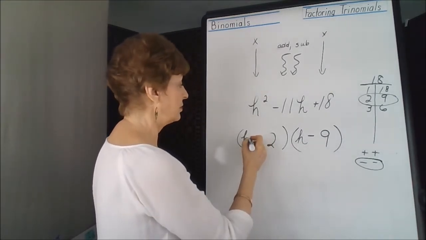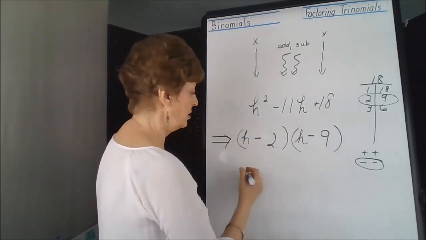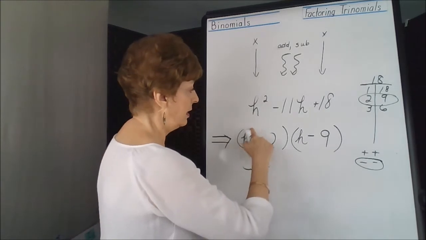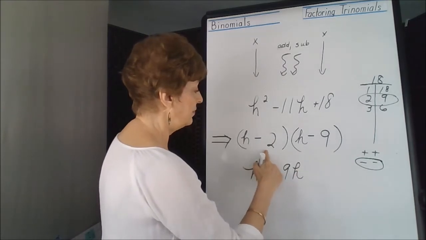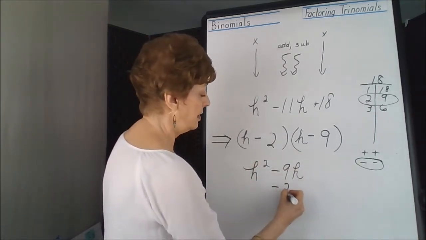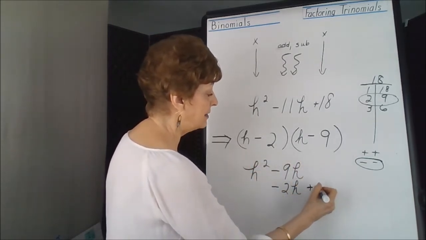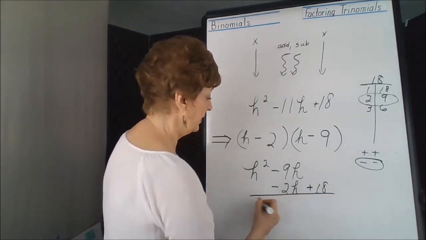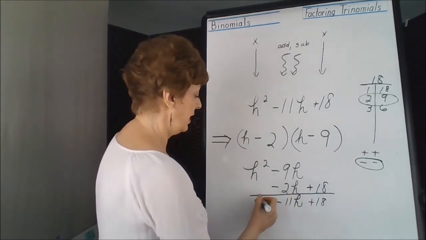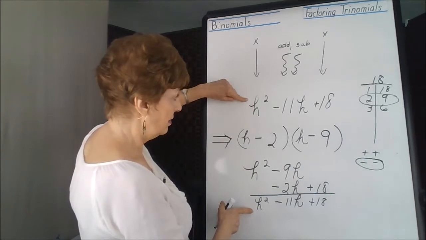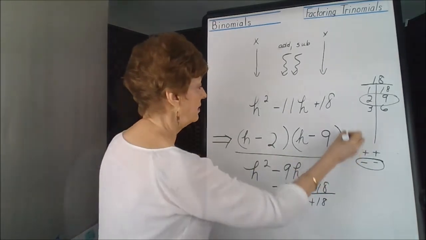Okay, I will check it. So this is what I think is my answer. H times H, H squared. H times a negative 9, negative 9H. Negative 2 times negative H, negative 2H. And negative times negative 9 is a positive 18. Negative 11H, so H squared minus 11H plus 18. This was correct. Here's our next.